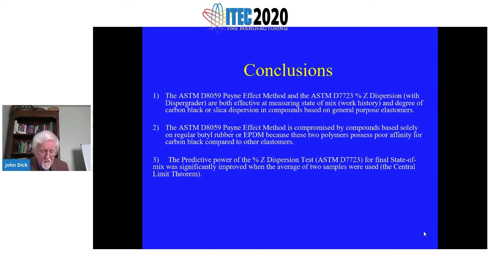And lastly, the predictive power of the percent Z dispersion test, that's ASTM D7723, for final state of mix was significantly improved when the average of two samples was used. That is the central limit theorem. That improved it quite a bit. So if you take two samples instead of one, you're much better off, and you'll get beautiful correlations.